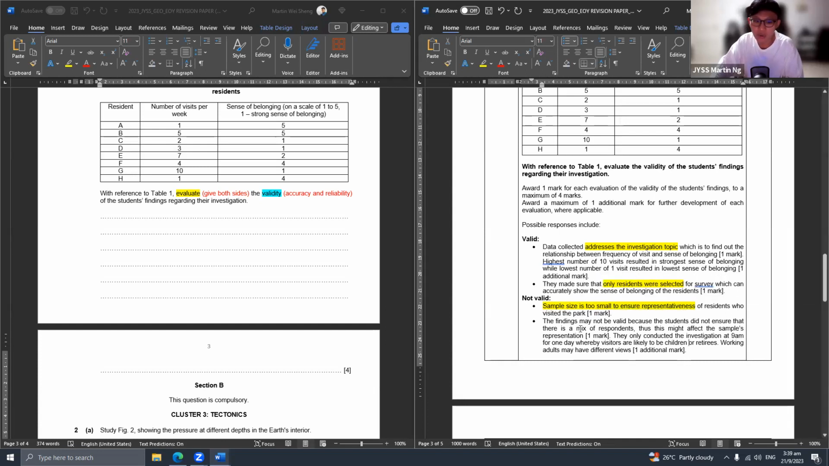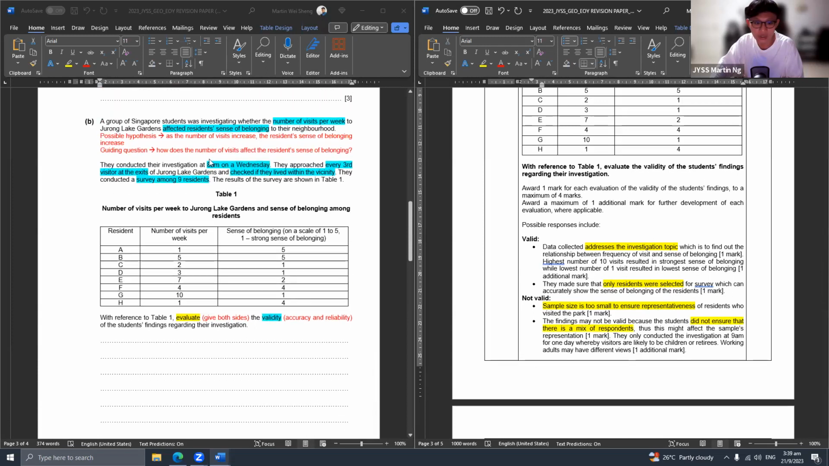And then another point on why it is invalid. The findings may not be valid because the student did not ensure that there is a mix of respondents. So what does this mean? Why are the respondents being interviewed not a mix? Because they only went on a weekday, Wednesday at 8 a.m. On a weekday at 8 a.m., most of the visitors would be who? They would be your elderly and retirees, because the children would be in school and the adults would actually be at work.